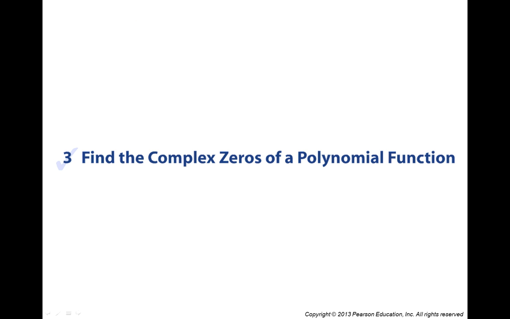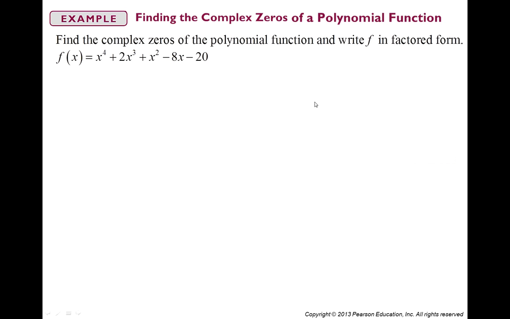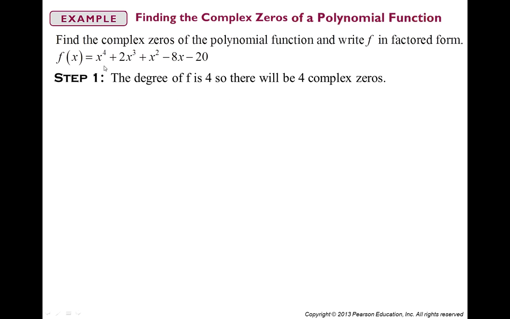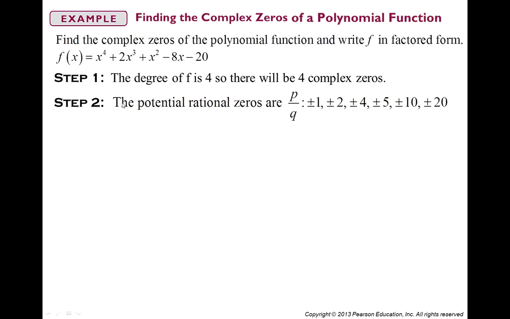Okay, so let's go ahead and find the complex zeros of a polynomial function. So here we have the function. We want to find the complex zeros and write it in factored form. The first thing we have to realize is that the degree is 4, so there will be 4 complex zeros. The potential rational zeros are the factors of negative 20 divided by the factors of 1. So essentially it's all the factors of 20: plus or minus 1, 2, 4, 5, 10, and 20.